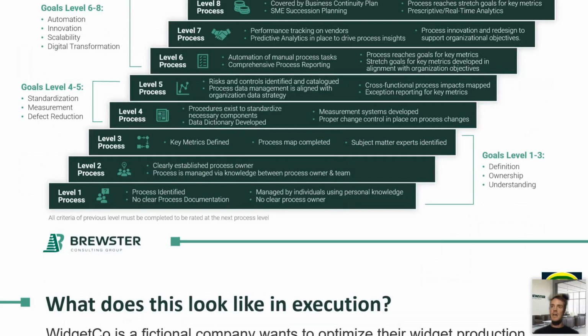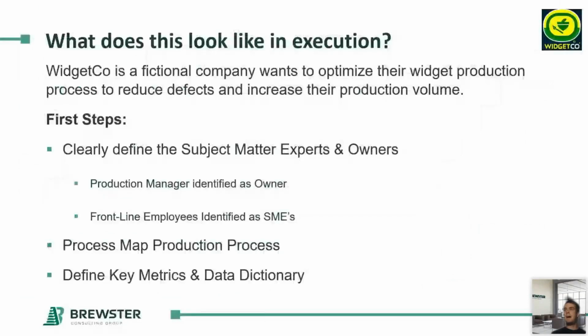So what does this look like in execution, right? You'll notice up in the top right-hand corner, we've got a little emblem for Widget Co. This is a fictional manufacturing company that we created. They want to optimize their widget production process to reduce defects and increase their production volume, right? So at Brewster Consulting Group, what are the first steps that we would take?